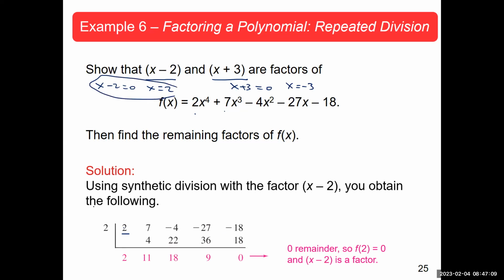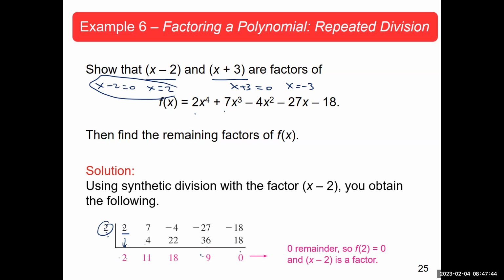We have to put +2 in here. Now, you bring the 2 down. Then 2 times 2 is 4. You add, it is 11. 2 times 11 is 22. You add 18, that's 40? Then 2 times 18 is 36. You add, positive 9. 2 times 9 is 18. We got what? 0 remainder.